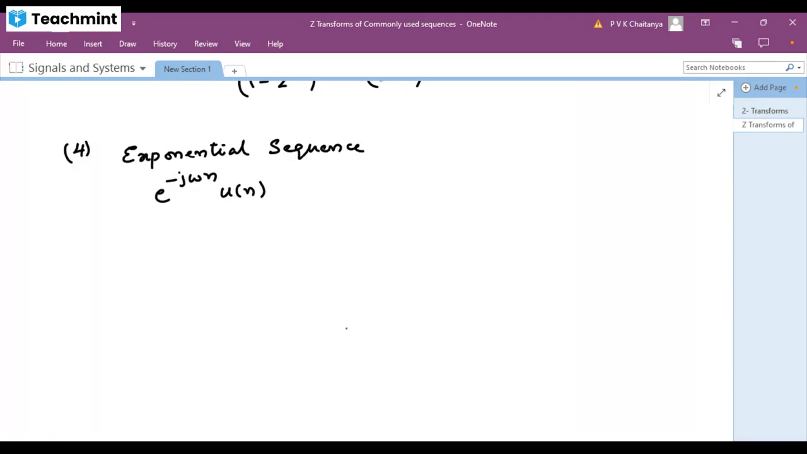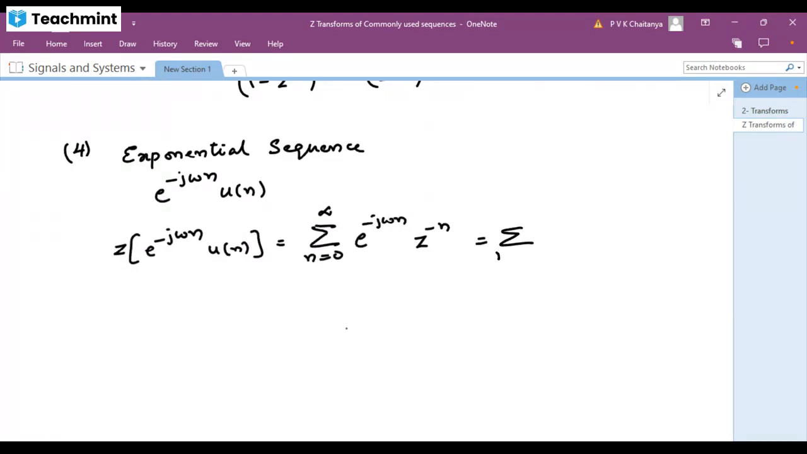Okay, so the Z transform of e power minus j omega n u of n is equal to sigma n from 0 to infinity of x of n, that is e power minus j omega n into u of n, multiplied by z power minus n. So this is equal to sigma n is equal to 0 to infinity.